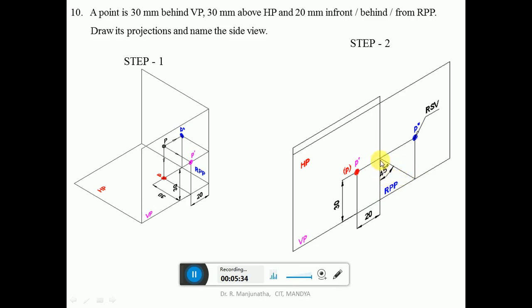So then this vertical distance is transferred into horizontal distance, and both the front view and side view will be on the same line. So from here you project this upwards so that both P dash and P double dash will be on the single line. So these two are going to intersect at this point. So you mark that point as P double dash, and here it is behind RPP. So this is going to be the right side view.